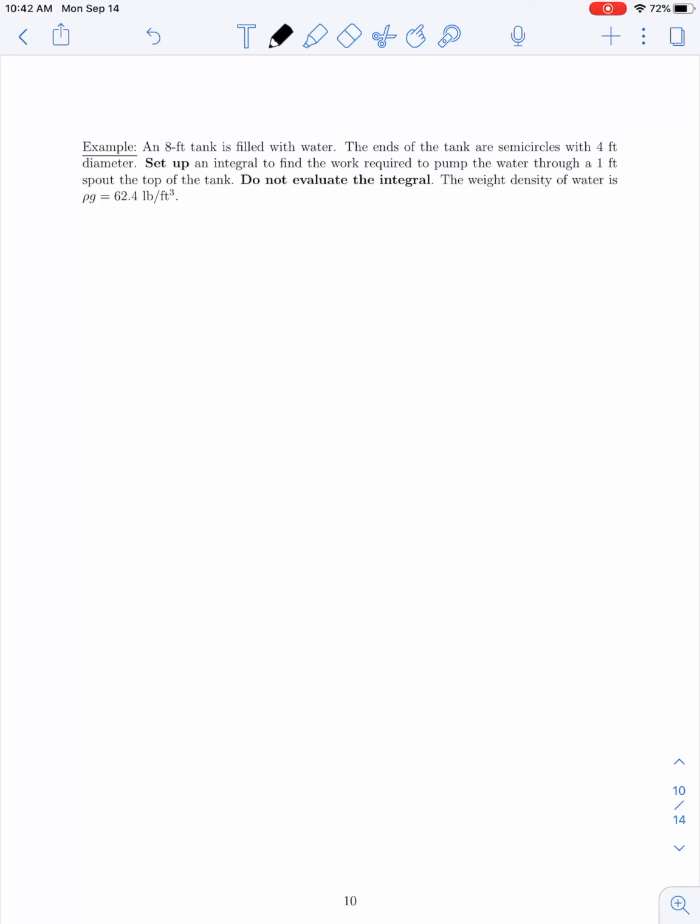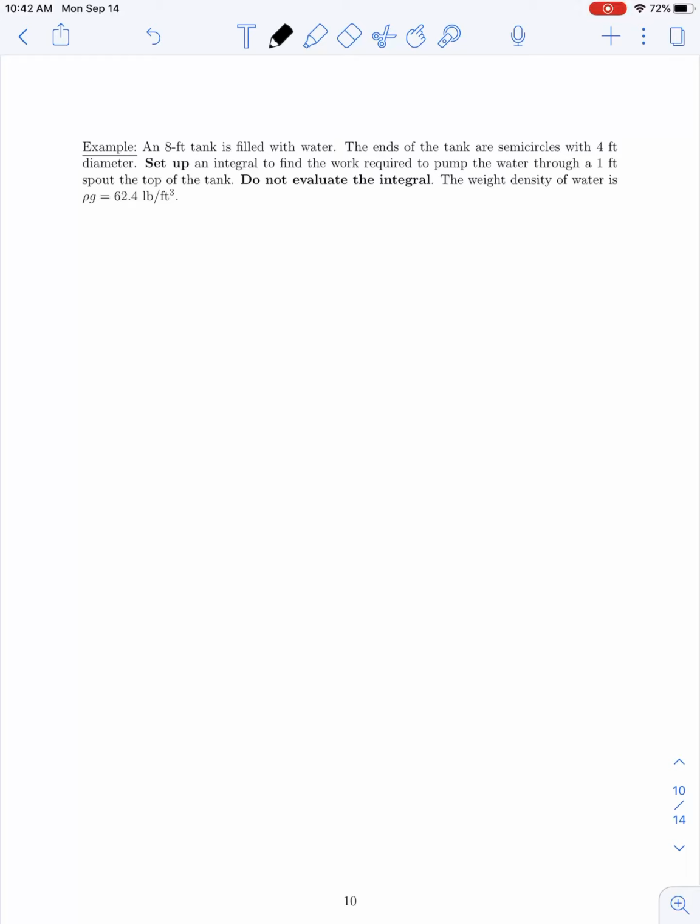Now here, our problem is a little bit different in terms of measurement from what we've been considering. In our previous two examples, we were measuring everything in meters. Here we're measuring in feet. So in that case, the weight density of water is rho times g, which would be 62.4 pounds per cubic foot. So we're no longer using newtons per cubic meter, but in terms of pounds per cubic foot, the weight density of water is 62.4.